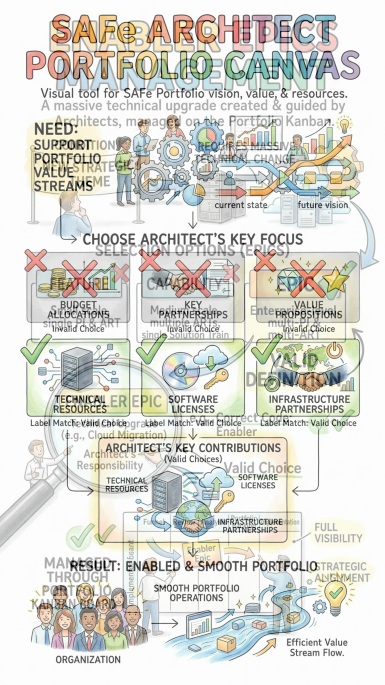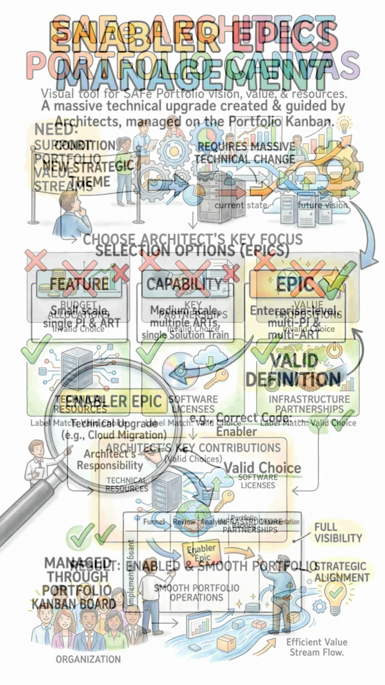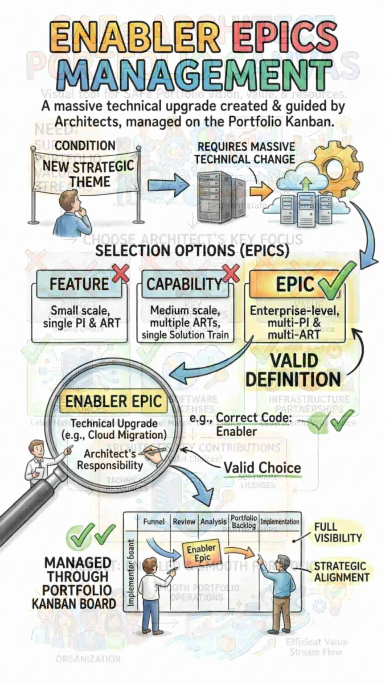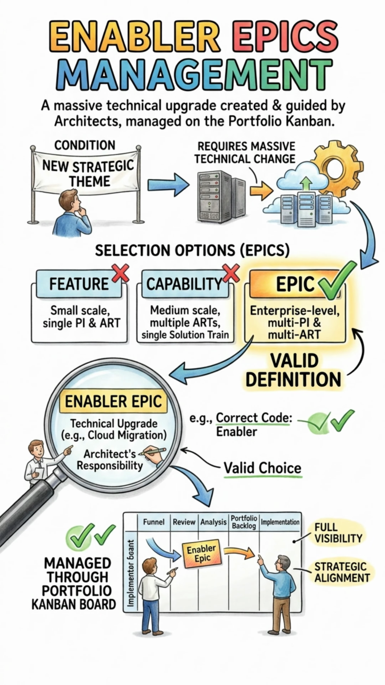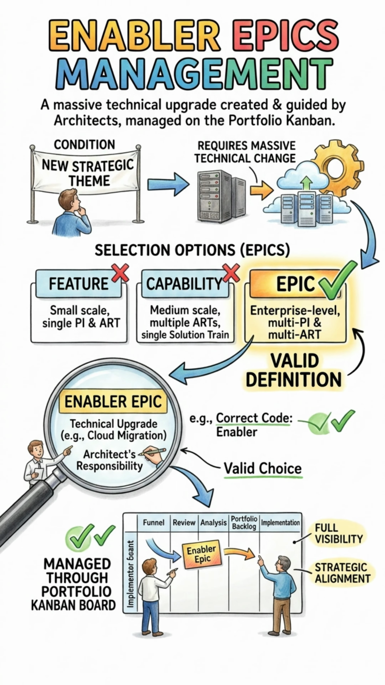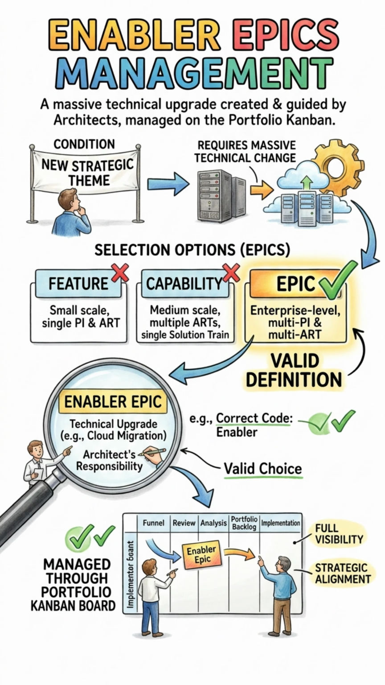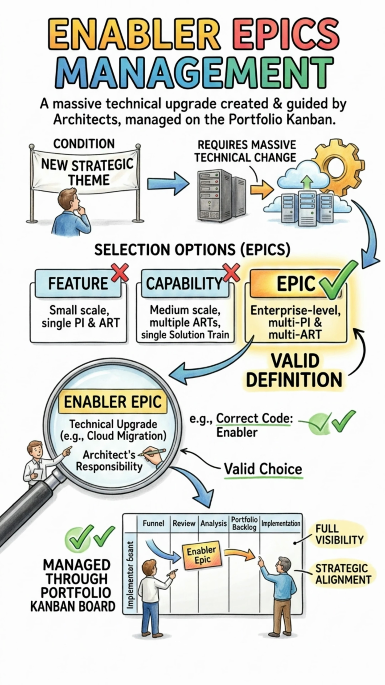When a strategic theme requires a massive technical change, it is captured as an epic. Epics are enterprise-level initiatives that are so large they require multiple program increments and multiple release trains to complete. Architects are directly responsible for writing and guiding enabler epics, which are massive technical upgrades, like migrating an entire data center to the cloud. You will need to know how to manage these epics as they flow through the portfolio Kanban board.